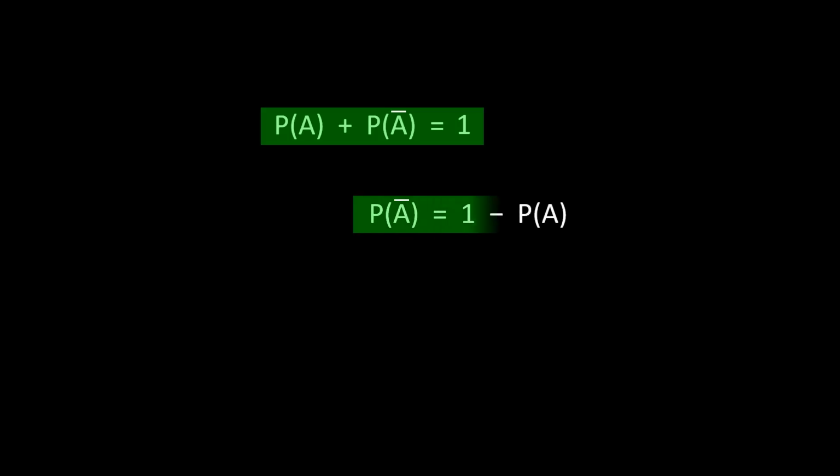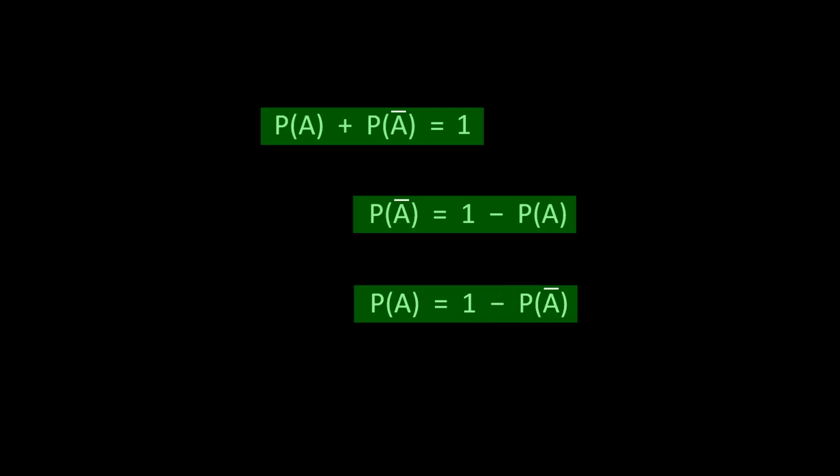Okay, so what we've got to remember from this little video is the probability of something happening plus the probability of it not happening equals 1, which we can rearrange. The probability of something not happening is 1 minus the probability of it happening, or we could say the probability of something happening is 1 minus the probability of it not happening.